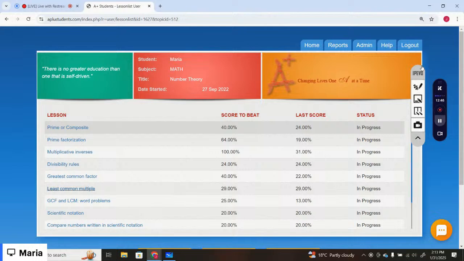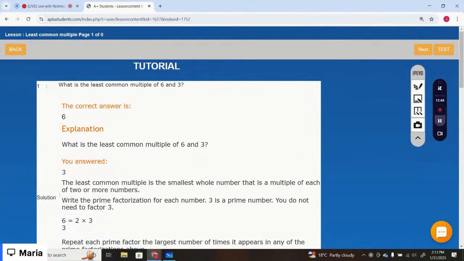The next lesson is least common multiple. What is the least common multiple of 6 and 3? Now we have to find the least common multiple. The least common multiple is the smallest whole number that is a multiple of two or more numbers, right? So we need to write again the prime factors of both the numbers.